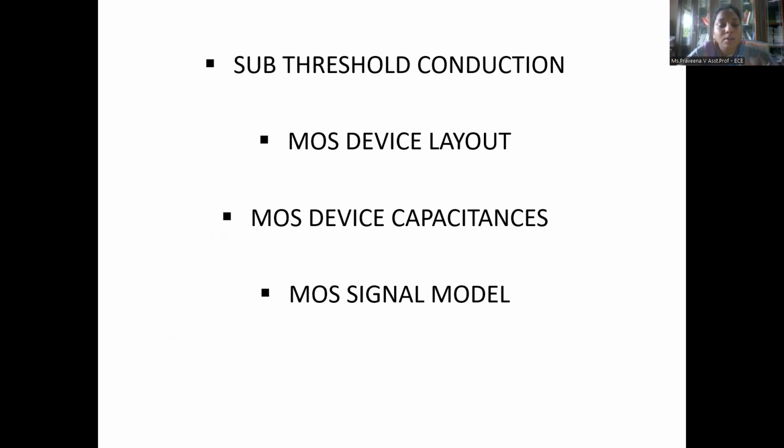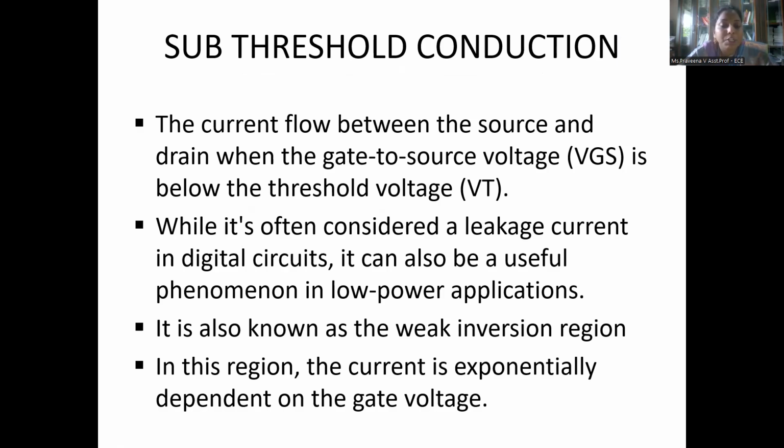And let us see about the substrate, sub-threshold connection, MOS device layout, MOS device capacitance, and MOS small signal model. MOS sub-threshold conduction is a small drain current that flows when the gate to source voltage is below the threshold voltage. It is also called the weak inversion region. In this region, the current depends exponentially on the gate voltage, making it a leakage source in digital circuits, but it is very useful for low power applications, ultra low power applications.